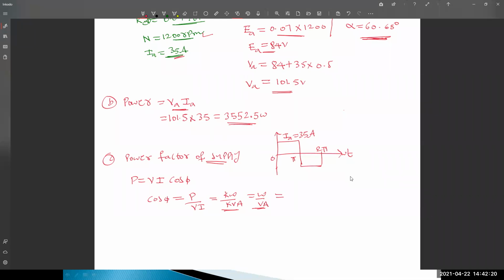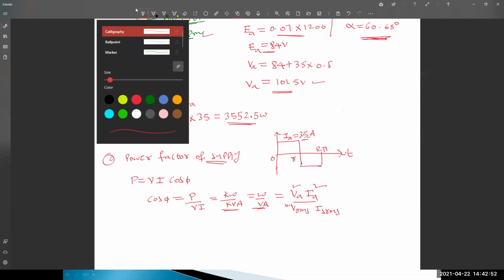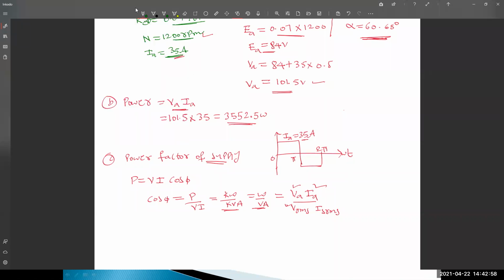So that is equal to VA into IA divided by VSRMS into ISRMS. Here IA is known, the armature current, that is 35, and VA is also known, 101.5. The RMS value of the supply voltage, Vm by root 2, is also known. The unknown thing is ISRMS, the RMS value of the source current. Am I right or not?